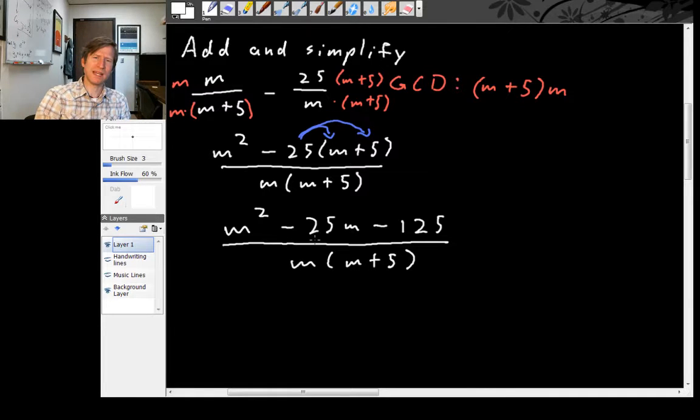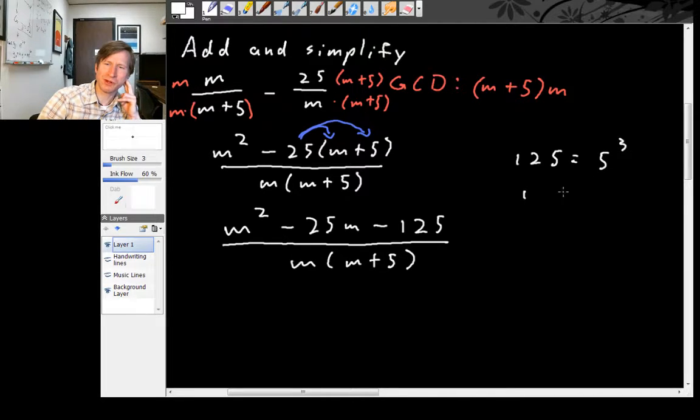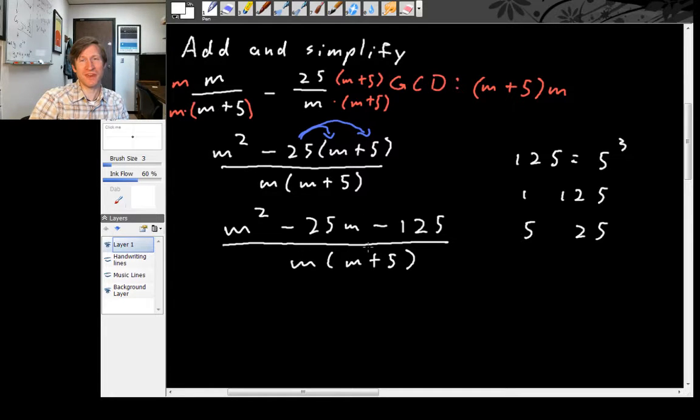All right. Now we should see if we can get this to factor, this m squared minus 25m minus 125. 125 is 5 cubed, so our only possibilities are 1 and 125. That's not going to work. 5 and 25, that's not going to work either. And actually that's pretty much it. So the numerator is prime, so we can't factor the numerator. So we're done. This is about all we can do with this one. It's as simple as we're going to get.